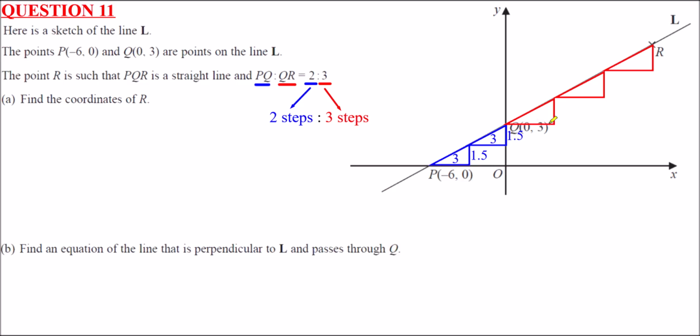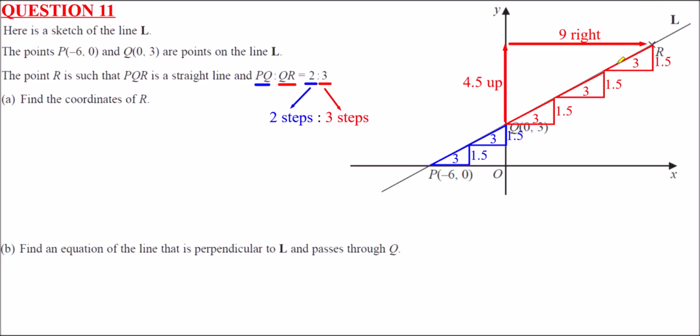So it'll be 3 lots of 3 along and 3 lots of 1.5 up. So if we imagine starting from Q, in total we're going from Q 3 plus 3 plus 3. We're going 9 along as we go from Q to R. And in terms of how far we go up, we're going up 1.5 plus 1.5 plus 1.5. We're going 4.5 up. So from Q to R is 4.5 up and 9 to the right.